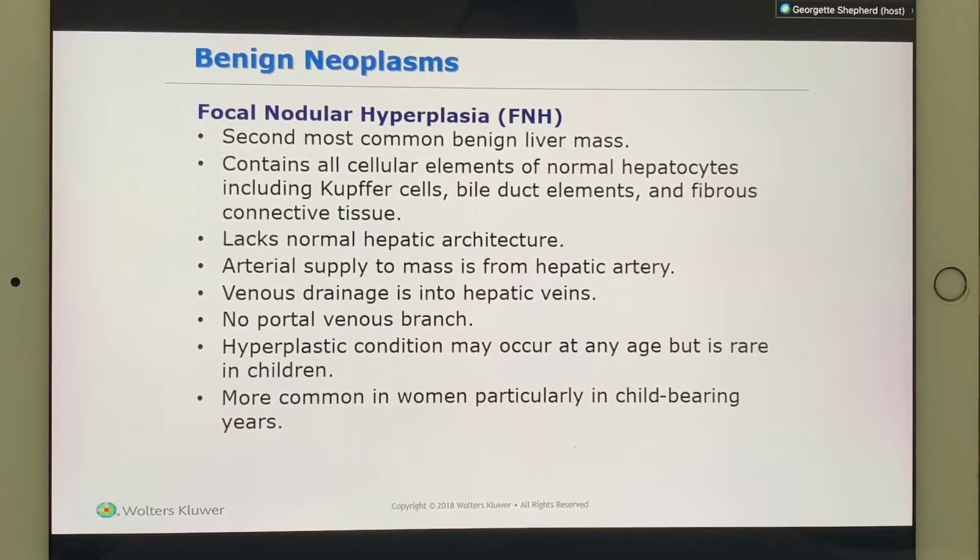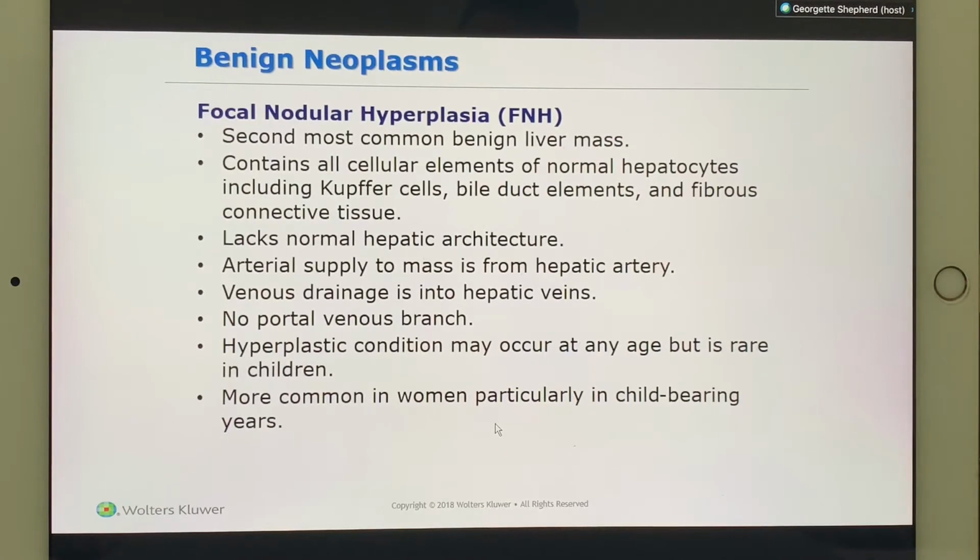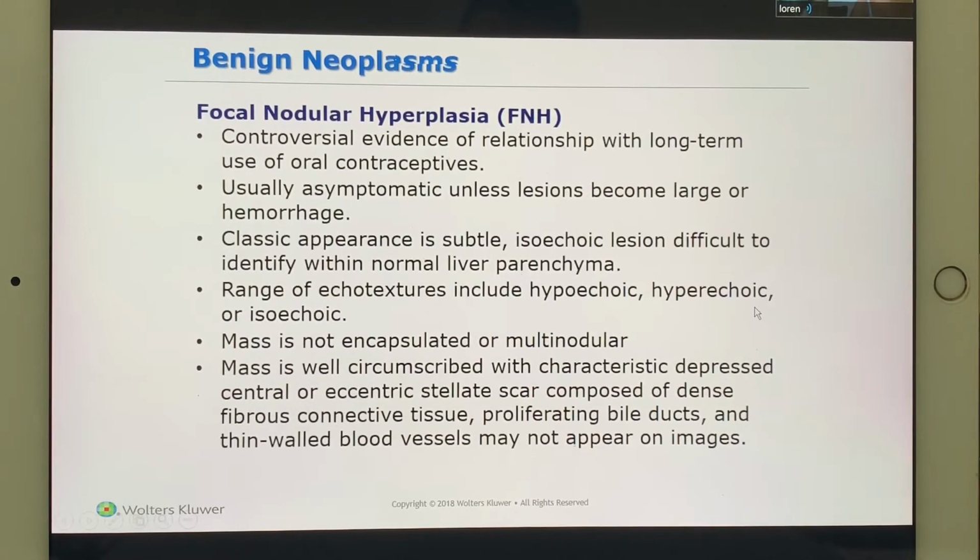They do affect all ages. They're rare in children, but it's mostly in women of childbearing age, as if we don't have enough already, right? Right. There is a tie to oral contraceptives. They're usually asymptomatic unless they hemorrhage.